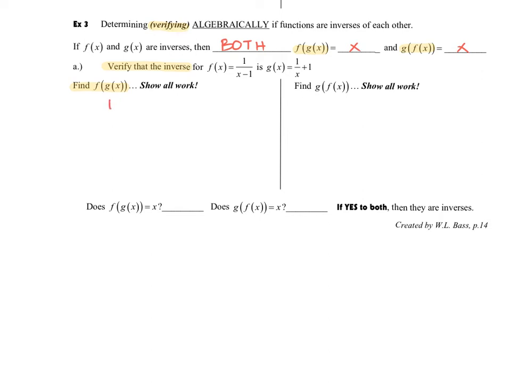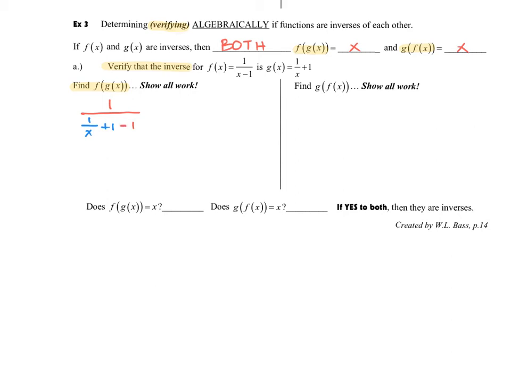I'm going to have 1 over, and I can see from my f function that I need to put this whole g function right here. So I'm going to color code that like I did in the previous video. So I'm going to have a 1 over x plus 1, and then I need to finish writing the f function that included this minus 1. So I'm going to have a minus 1 there.